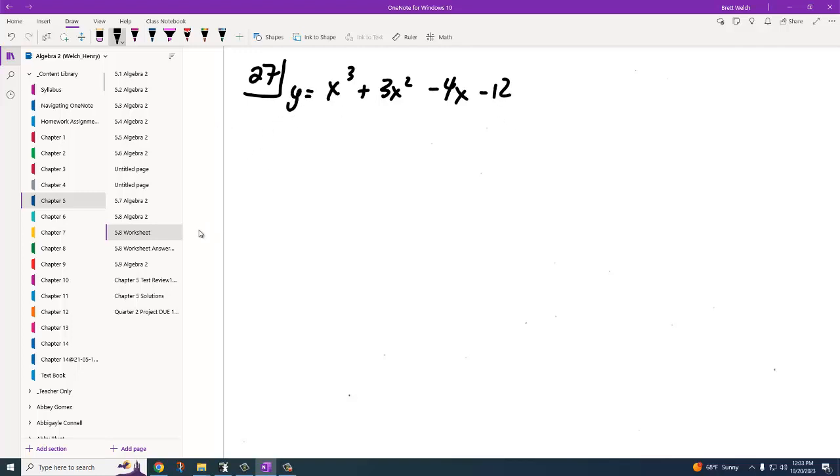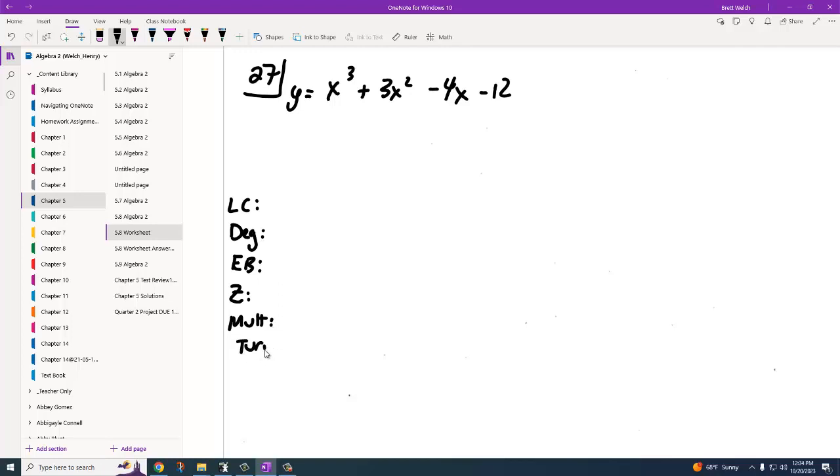There'd be a y equals there. Okay, I need to produce the graph, but this isn't in factored form. And since it's not in factored form, I'm going to have to factor it to find all the information. But I can find a lot of the information I might want before I factor. So that's what I'm going to do first. I'm going to find everything I can find from the original equation, and then I'll figure out how I can find the rest.